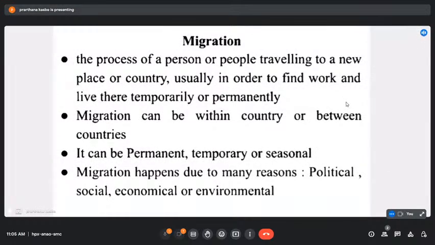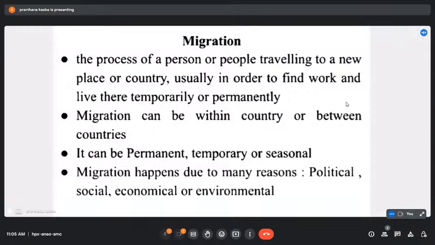Migration, ज्याला आपण स्थलांतर म्हणतो. What is the definition of migration? What are the reasons behind migration? What are the types of migration? All these come under this point.